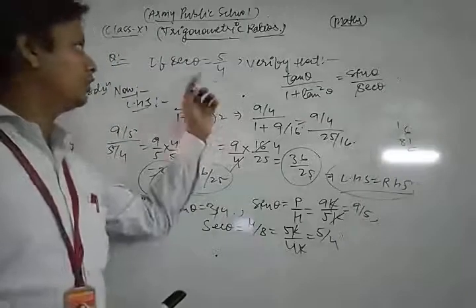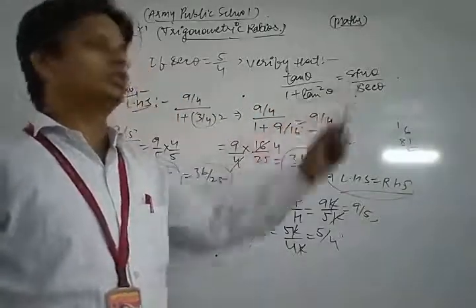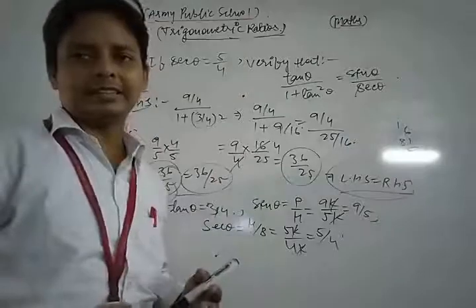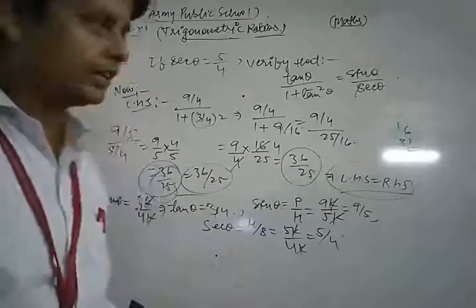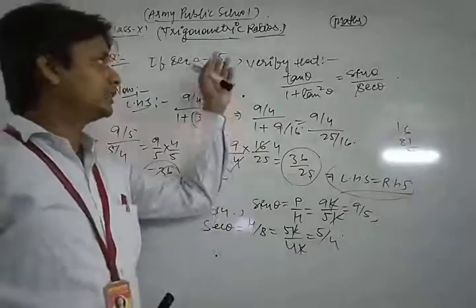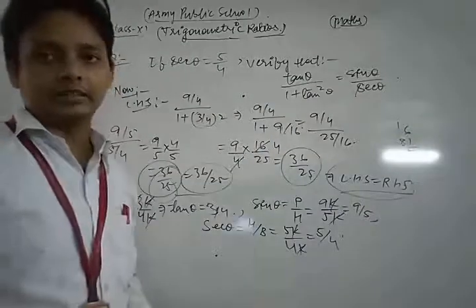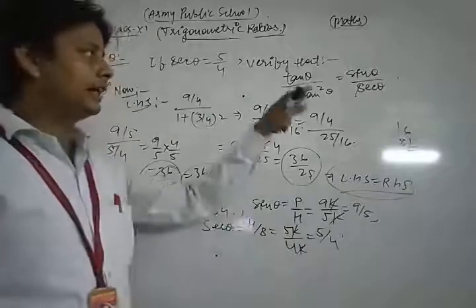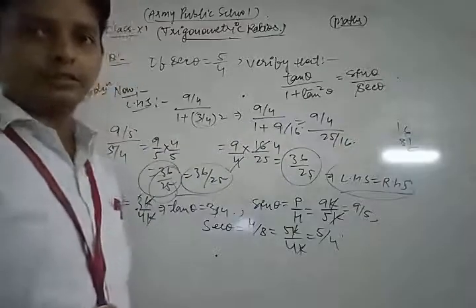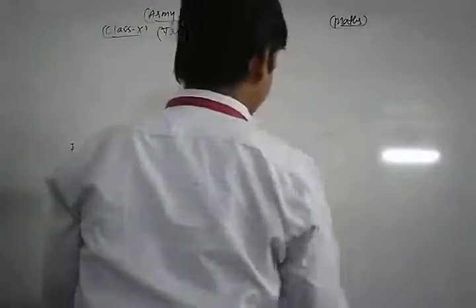So first of all, we have the value of sec theta, and we have to verify tan theta upon 1 plus tan square theta is equal to sin upon sec. So in this way, first of all, we draw a right angle triangle and we take angle A as theta, and after this we put the value of sec theta, hypotenuse upon base. So in this way, we find the value of tan theta as well as sin theta and sec theta. Now after that, we put all the values in LHS and RHS, and both the values are the same. So in this way, we verify this result. So in this way, you can solve each and every question of your NCERT exercise.